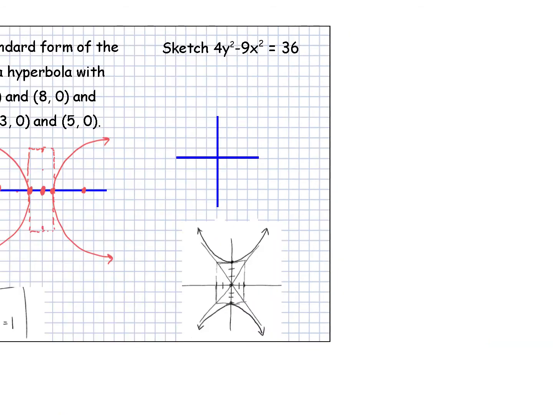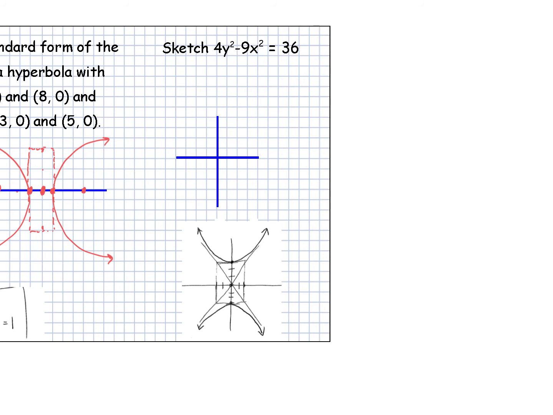Okay, so here's our second example. Sketch 4y squared minus 9x squared equals 36. So here's our end game. We're going to get there. How do we get there? Well, one observation: y squared comes first. So this is going to be a vertical one. But we've got to put it into standard form so that we can extract key information.